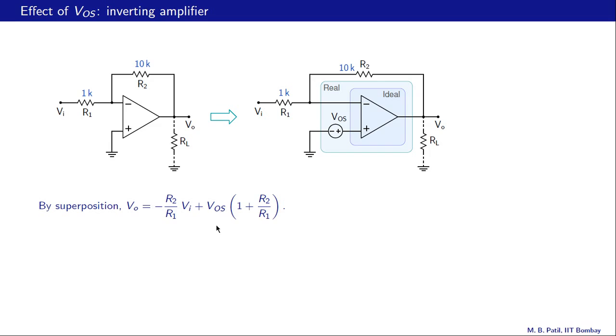Now in this case, let us take an example. Let VOS be 2 millivolts. Then this would be 2 millivolts times 1 plus 10K by 1K. So 1 plus 10, 11 times 2 millivolts, which is 22 millivolts. So the output voltage would now show a shift of 22 millivolts because of VOS being non-zero.